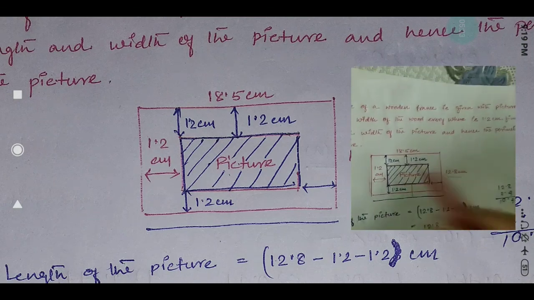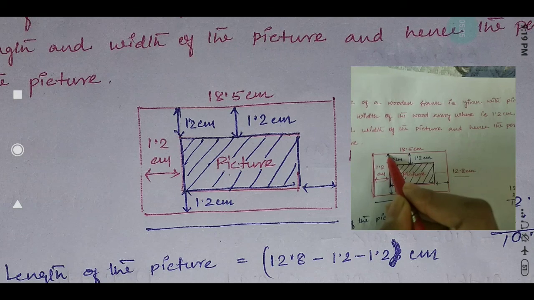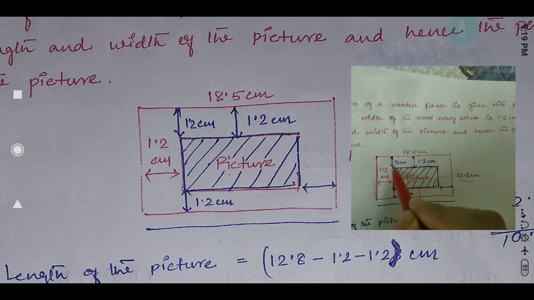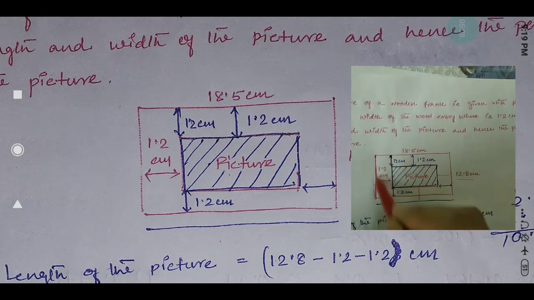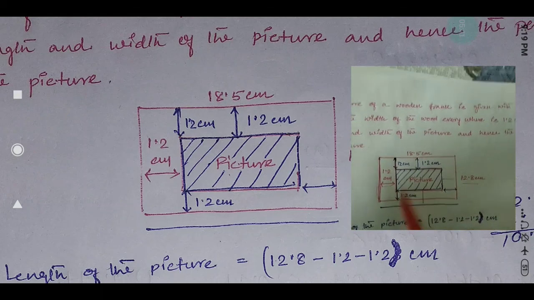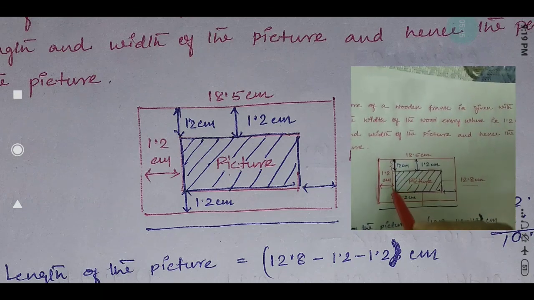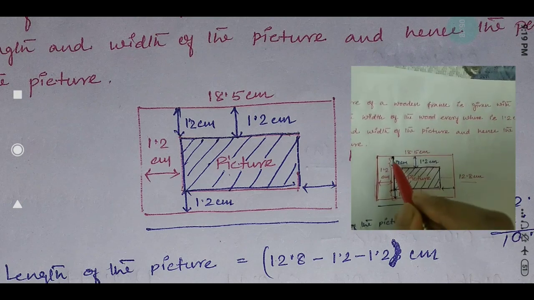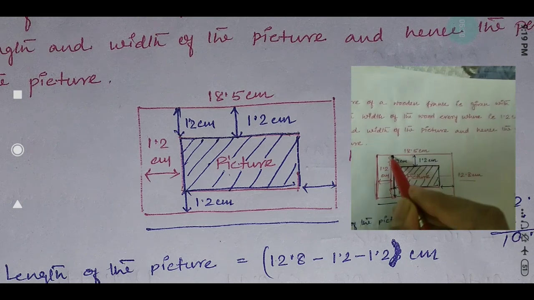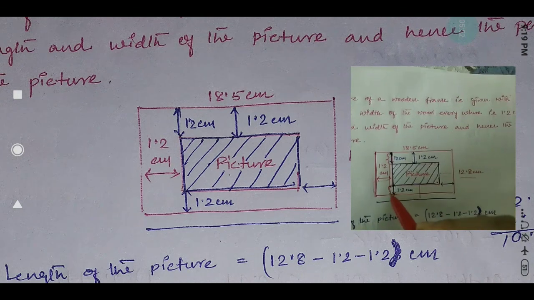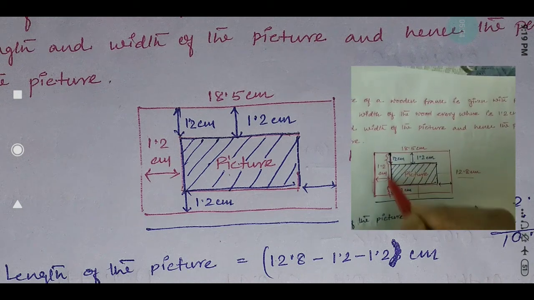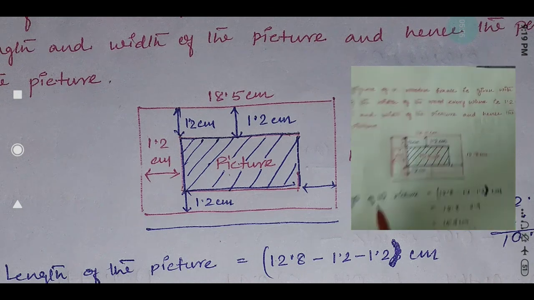Okay, so in this frame, if I subtract these two parts, that means this length is the same as this length. So if I subtract this much, then we will get this length. That means if I subtract from this length that width two times, then I will get the length of the picture. So how will you find the length of the picture?